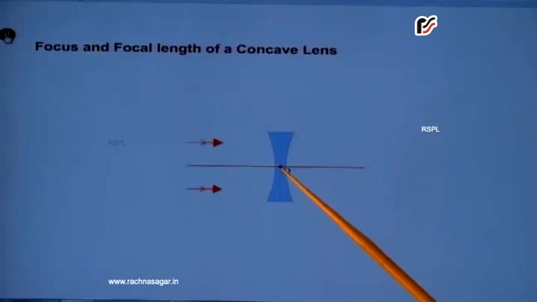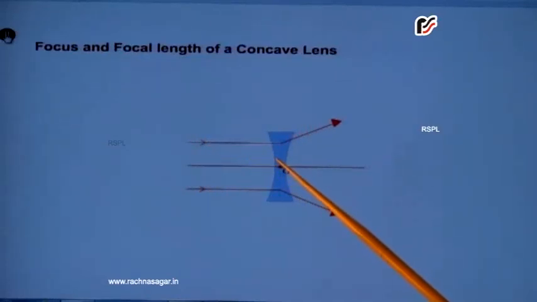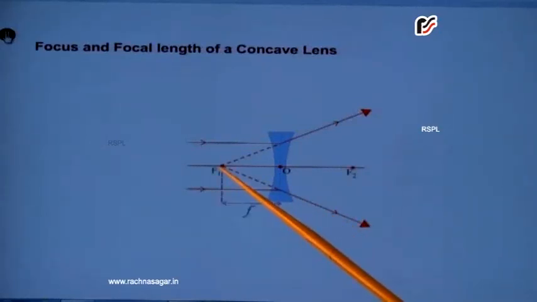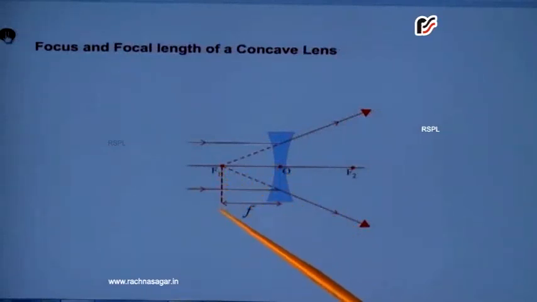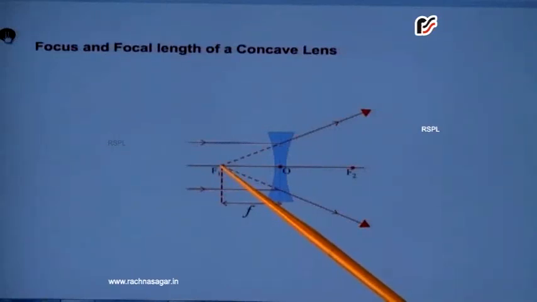Let us discuss the focus and focal length of a concave lens. Take a concave lens, this is the principal axis and the optical center. Parallel rays coming out, after refraction, diverge or appear to come from a point F1. So F1 is the focus of the concave lens. The distance between O and F1 is the focal length of the concave lens. F1 is also called the virtual focus of the concave lens.